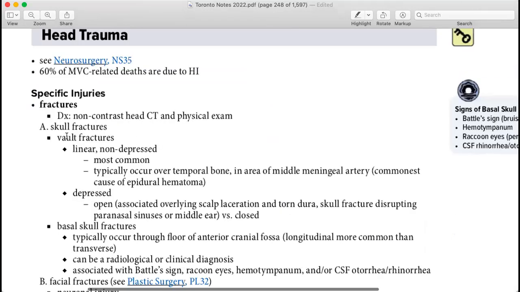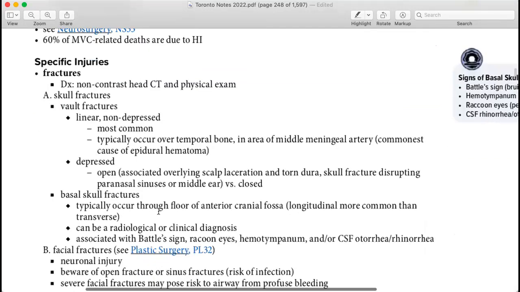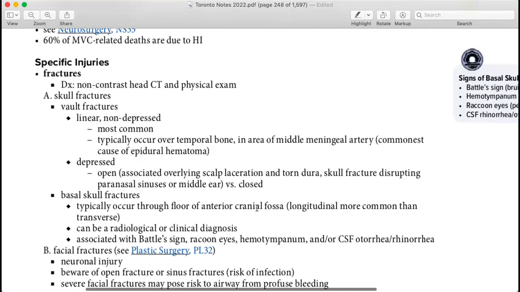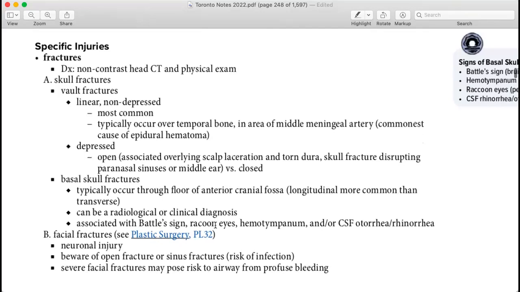So fractures: skull fracture could be linear or depressed. Linear is the most common one, and depressed is basically an open one. Then a basal skull fracture typically occurs through the floor of the anterior cranial fossa, and can have radiological or clinical findings associated with it, such as Battle sign or the raccoon sign.